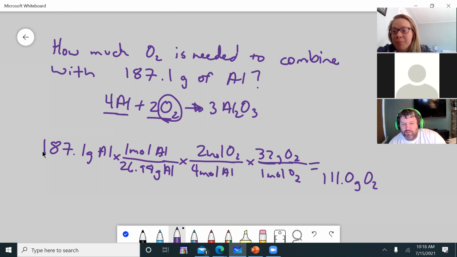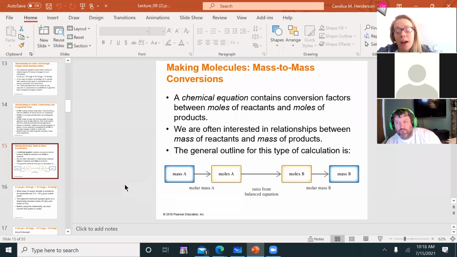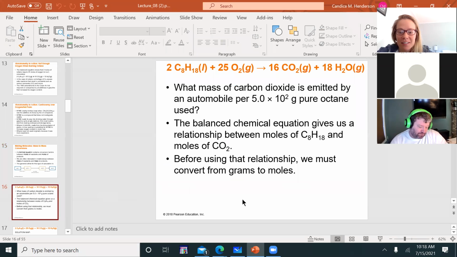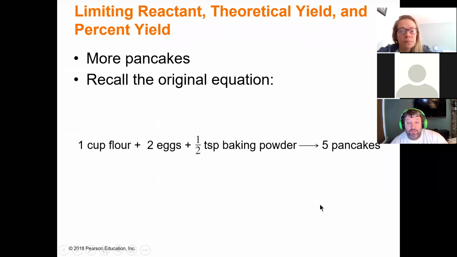Okay, there's more to the chapter than this, but this is the basis of it. So if you feel pretty comfortable with this, the rest of the chapter should kind of fly by. Well, not fly by, the problems take a while, but the concepts don't expand much farther than this. So we're going to talk about these different things with the pancake recipe. There are terms called limiting reactant, theoretical yield, and percent yield.